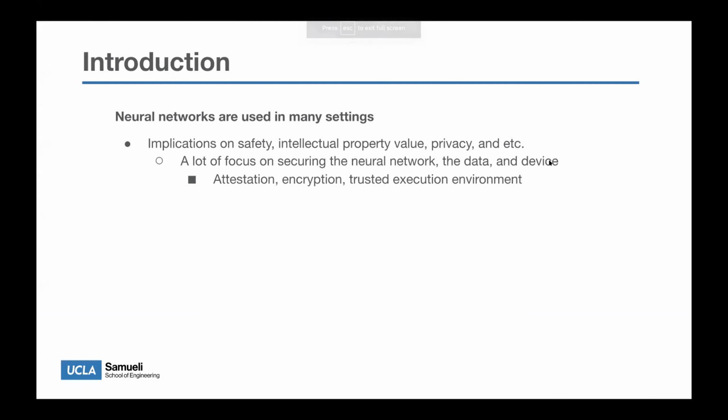So we all know from class, neural networks are very popular. They're used in a wide variety of applications. And this has implications for safety, intellectual property, privacy, and a wide variety of other discussions. A lot of focus has been on securing either the neural network, the data, or the device. We've seen from previous lectures, such as using attestation or encryption for privacy, or even using trusted execution environments to make sure that the neural network you're actually running is the neural network that you provided.